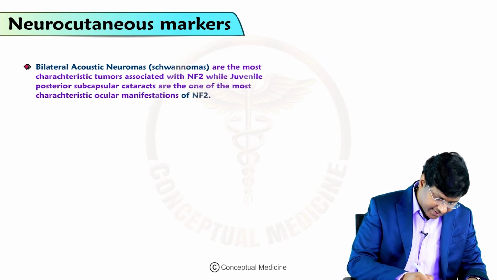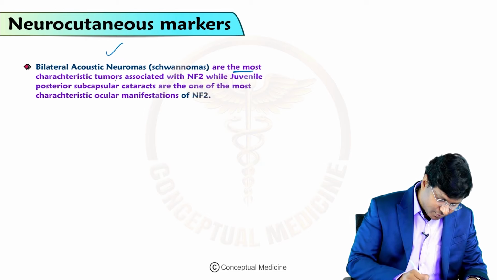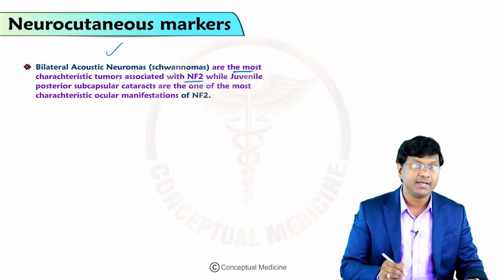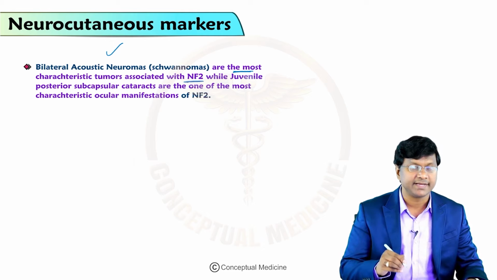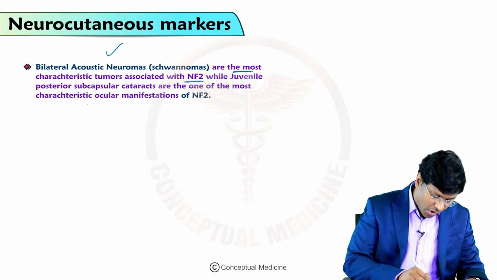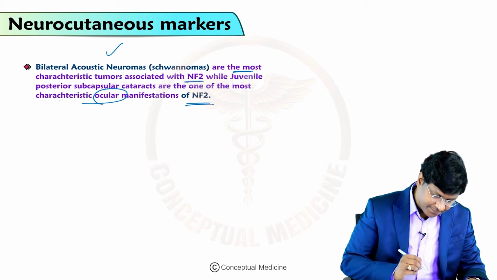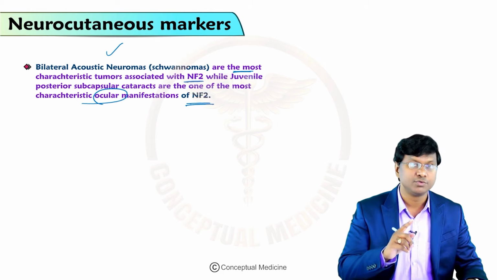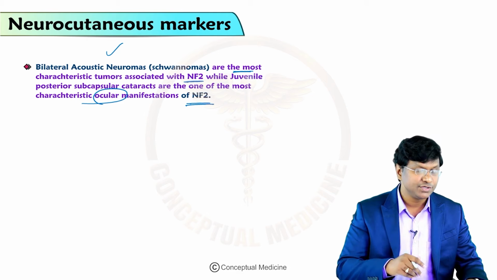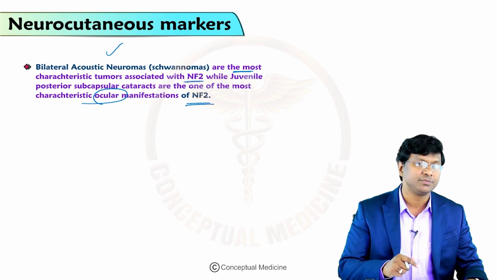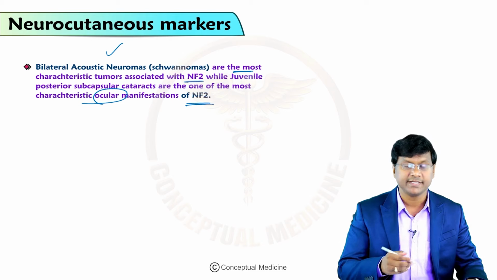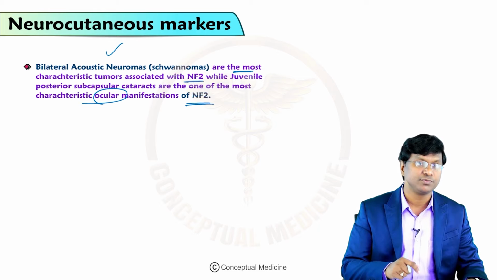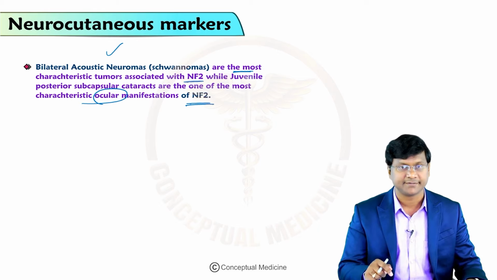Now, these bilateral acoustic neuromas are the most characteristic tumors associated with neurofibromatosis type 2, while juvenile posterior subcapsular cataracts are one of the most characteristic ocular manifestations in patients with neurofibromatosis type 2. Whereas in neurofibromatosis type 1, the most common tumor is optic glioma. Whereas in neurofibromatosis type 2, the most common tumor will be bilateral acoustic neuromas, right? And the most common ocular manifestation in neurofibromatosis type 2 will be juvenile posterior subcapsular cataract.